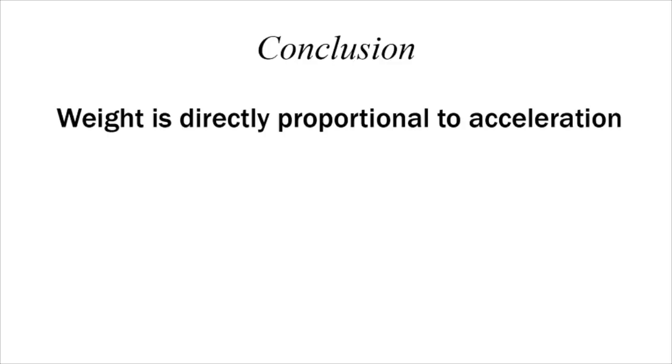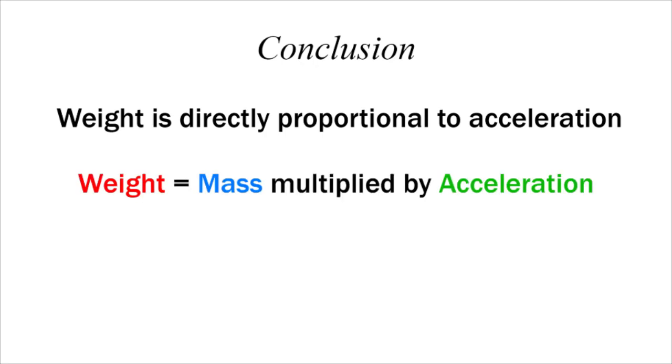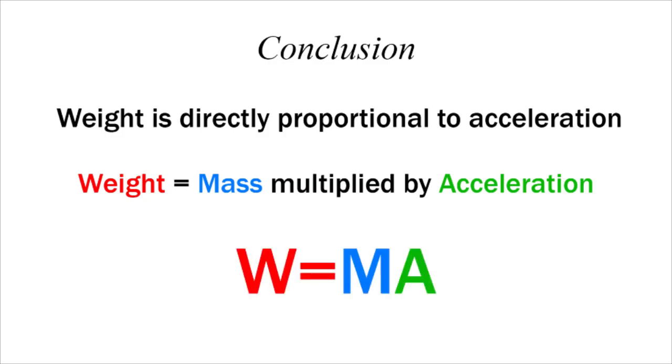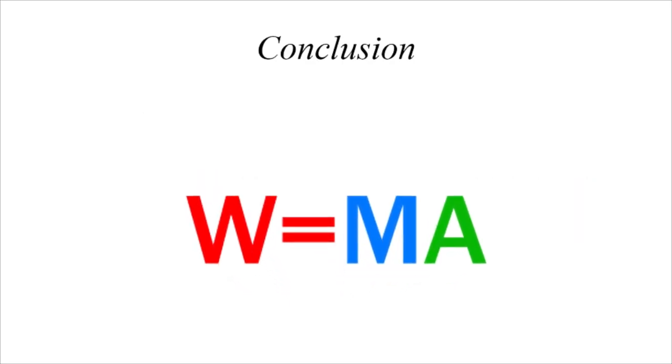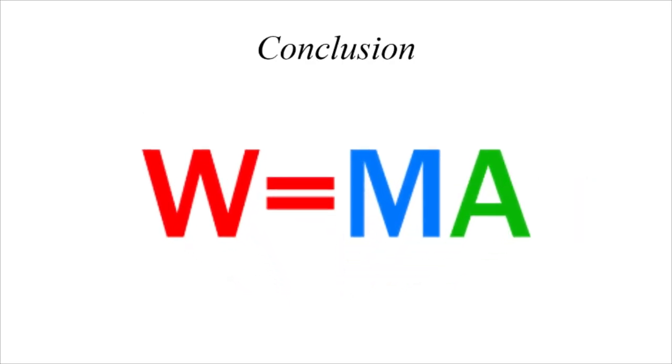In conclusion to Part 3, I can confirm that weight is directly proportional to acceleration. The weight of an object is the mass of the object, multiplied by the rate of acceleration. This means that if you double the acceleration, you will double the weight. If you halve the acceleration, you will halve the weight. With no acceleration, you have no weight. It is the acceleration that creates the effect of weight.